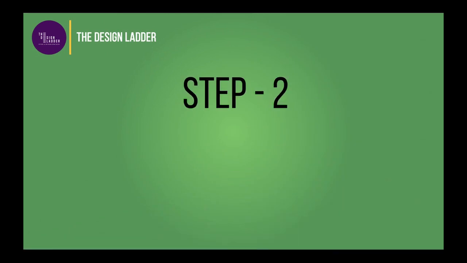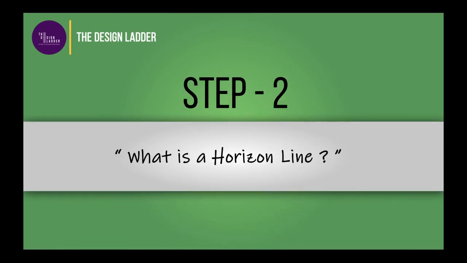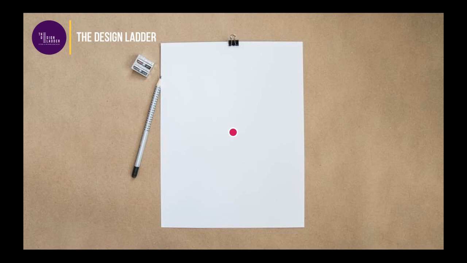Second step is to place the horizon line on it. Now what is this horizon line? If we draw a line crossing this vanishing point from one side of the paper to another, this imaginary line is called a horizon line. That means the vanishing point will always be on the horizon line. And this line can also be called the eye level line because the vanishing point is always directly in front of the eye level of the viewer, as we just discussed.